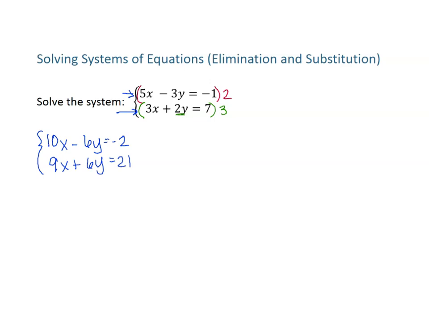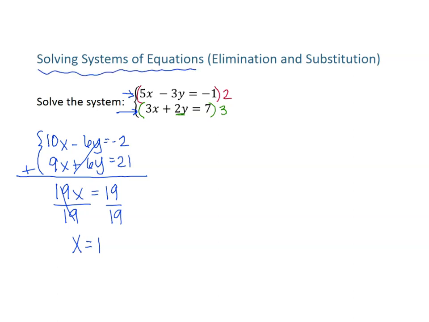Now that I've got opposites for my y term coefficients, I can add these equations together because I know that these will cancel out or give me 0. My x's, when I add them, I get 19x. And my constant terms, when I add them, I get 19. And now there's one step to solving this simple one-step equation, and we get x equals 1. Now you might think that we're done. We got a solution, right?